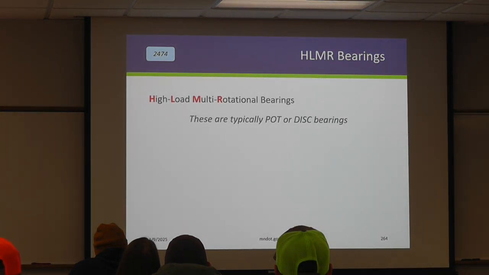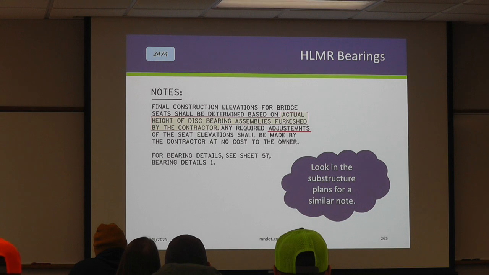We have high load multi-rotational bearings. These are going to typically be pot or disc bearings. These are going to be reserved for your very heavy loads, long spans, things like that. Not super common to see, but a couple things. There will be an estimated height in the plan, but because these are proprietary elements, the final height of those is not known until you get the shop drawings. Because of this, 9 times out of 10, you're going to have to get revised sheets to establish the correct beam seat elevations to account for this new height.